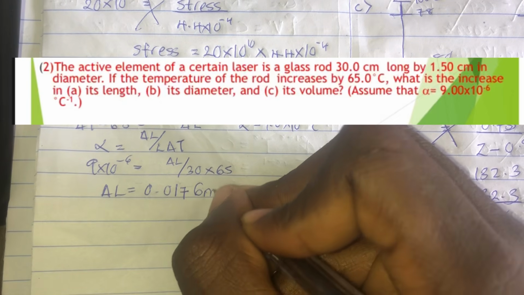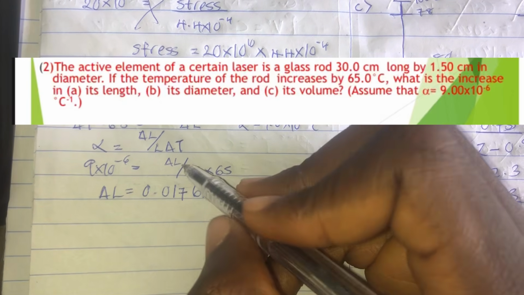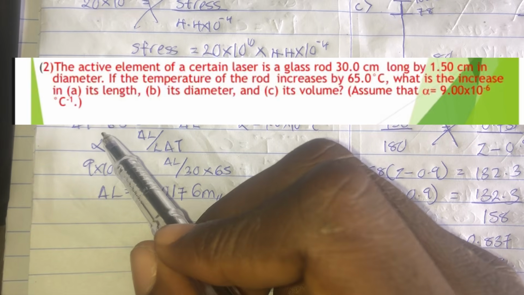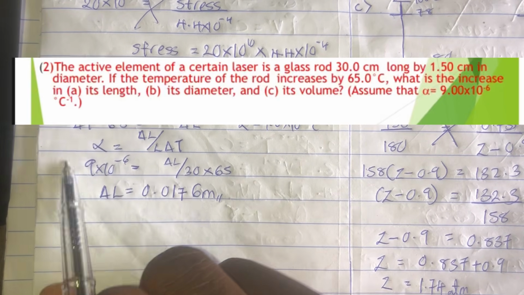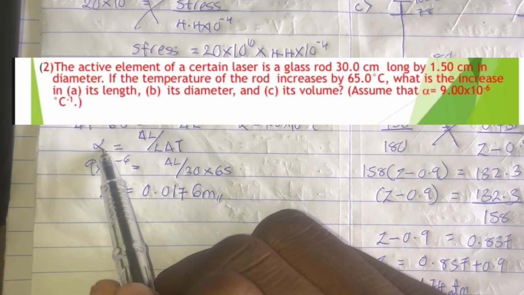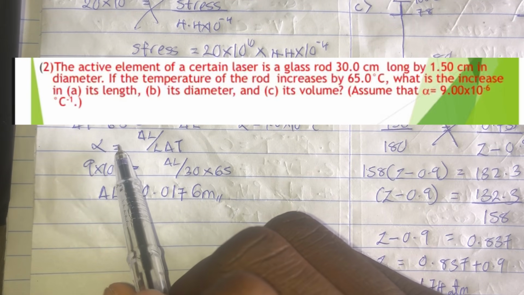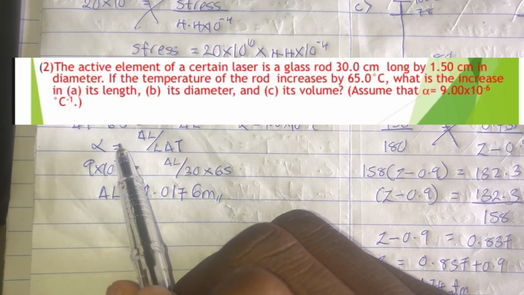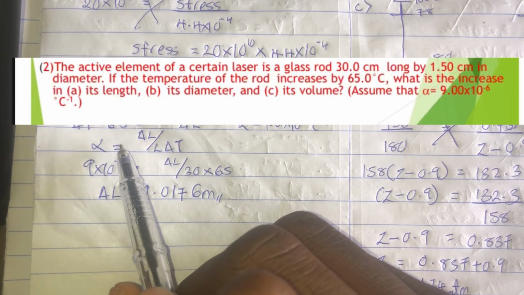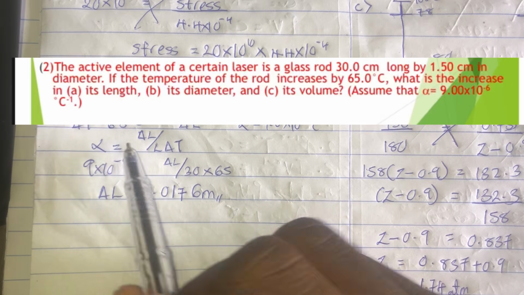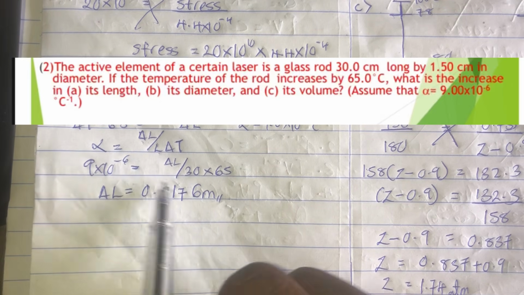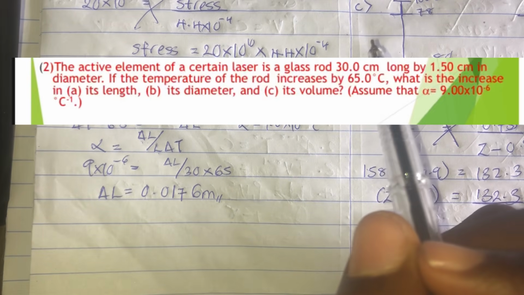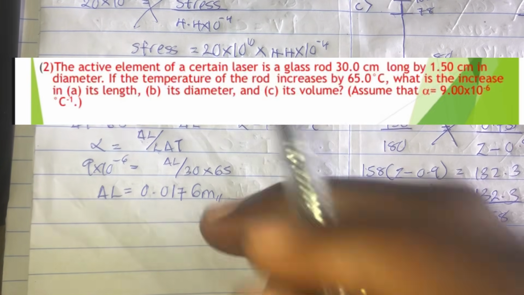And that will give 0.0176 meters. To find the change in diameter, you use exactly this format. Don't go ahead to look for the area of a cylinder just because it's a rod, because you're going to waste your time. You treat the diameter like the way you treat length, and you get the same answer. So this change in length will be the change in diameter, and this length will be your original diameter. I have more questions to solve, so I don't want to waste time solving it.